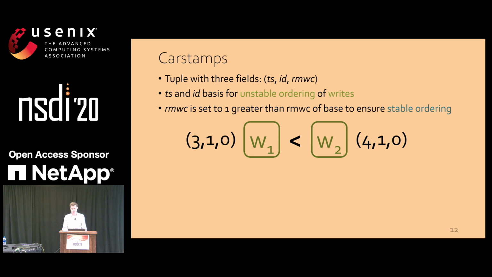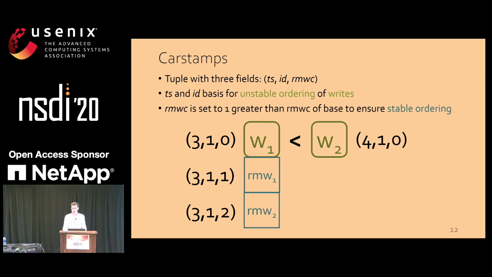For example, 2 writes with Carstamps 310 and 410 would be ordered as shown. RMW1, whose base is W1, will be assigned Carstamp 311. Similarly, RMW2 will be assigned Carstamp 312. RMW3 is properly ordered after its base W2. And because its TS and ID fields are the same as the fields of W2, it is also properly ordered after RMW2, RMW1, and W1 in the Carstamp total order.